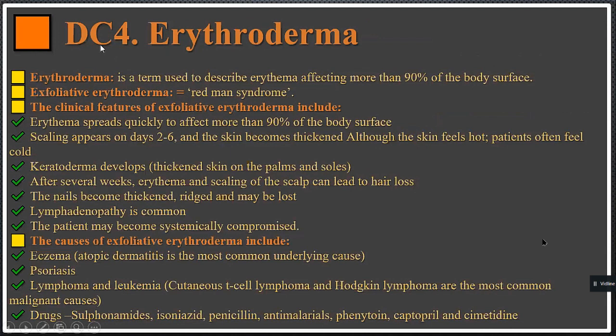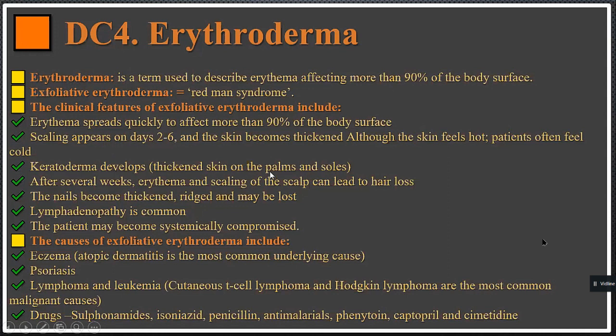Okay, condition number 4, erythroderma. It's a term used to describe erythema affecting more than 90% of the body surface. So how to diagnose erythroderma regarding the body surface area? It can cover most of the body, so it's called erythroderma. Also, it can be called exfoliative erythroderma. Also, it can be called red man syndrome, different names. So the clinical features: erythema here more than 90%, scaling on days 2 to 6.